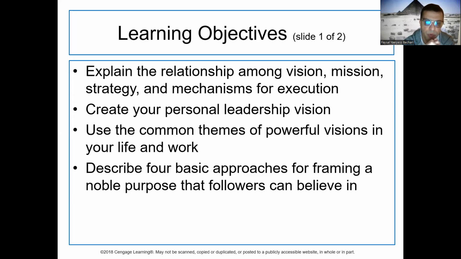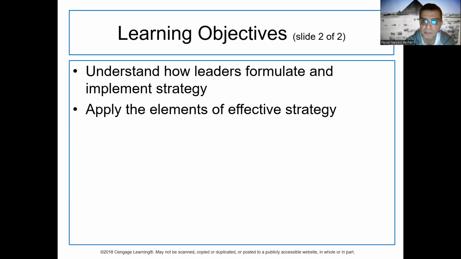We'll describe 4 basic approaches for forming a noble purpose that followers can believe in, and understand how leaders formulate and implement a strategy and apply the elements of the effective strategy.